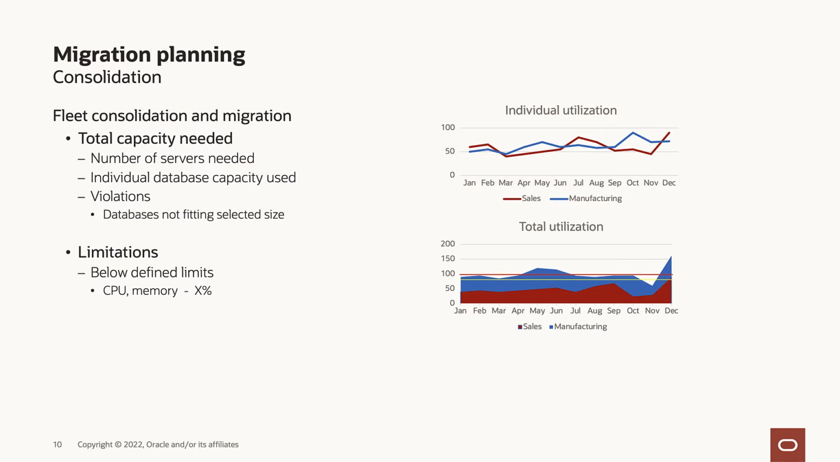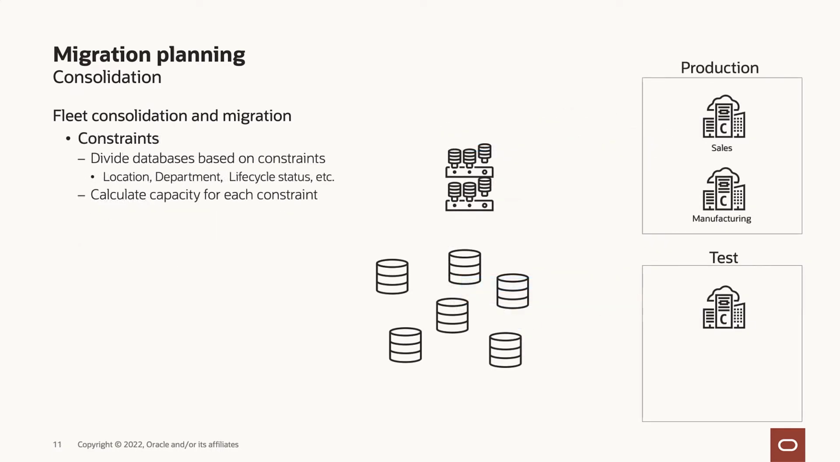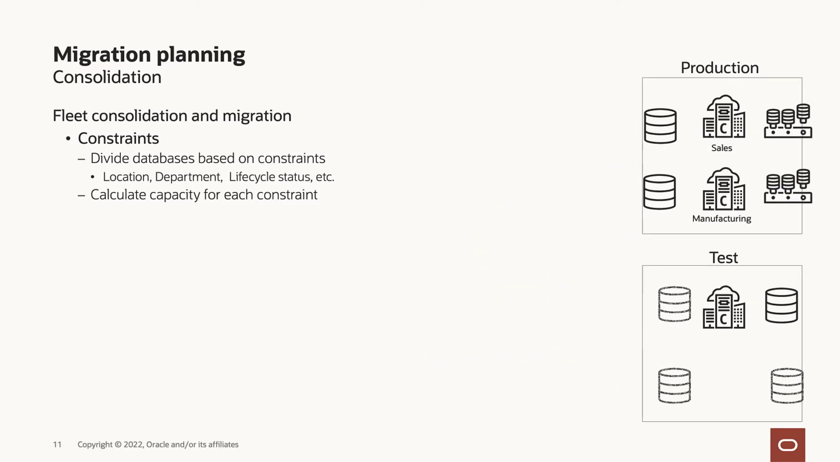So Migration Planner is not just a migration of a single database. You can also migrate several databases or a fleet of databases. In the fleet consolidation, there may be constraints that we need to follow. As an example, it's not allowed to co-allocate production and test databases. Different locations can't coexist, or gold, silver and bronze applications need to be separated. Migration Planner can use these constraints and a few others to make sure databases are placed accordingly. And it will also calculate the capacity needed for each constraint.